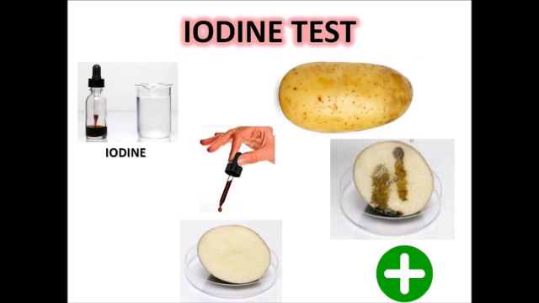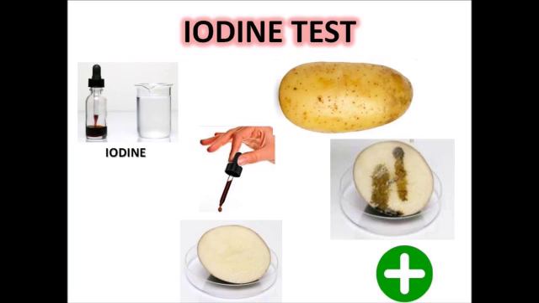Now, what are we going to do with this iodine solution? Take a potato and cut a slice of it, or whatever food item you want to check for carbohydrates, take that food item. Here we are taking the potato and we are going to take a slice of it. Now, take some iodine solution which you have prepared and drop it on the potato.